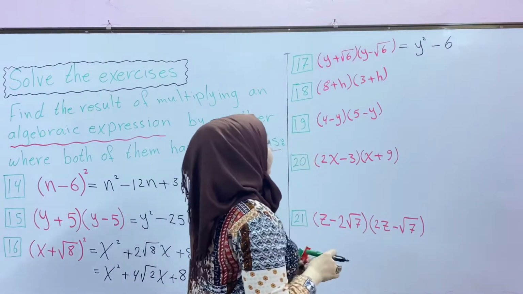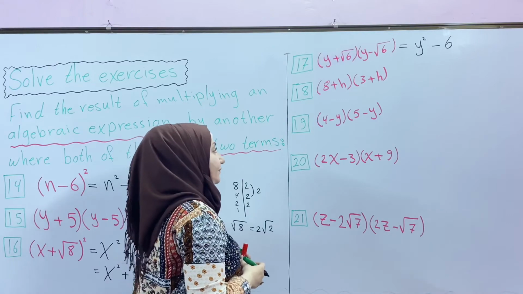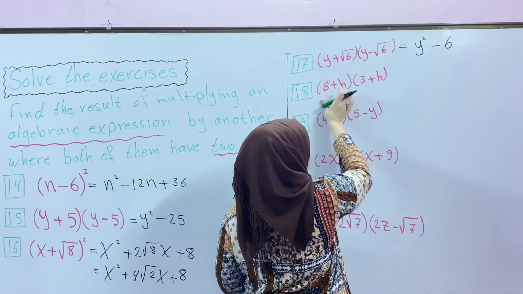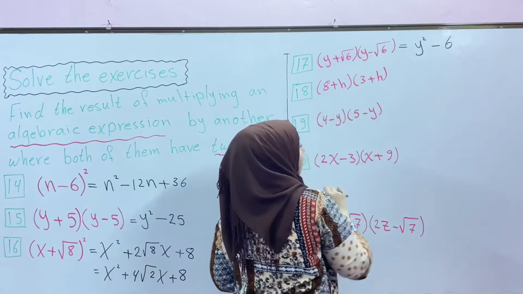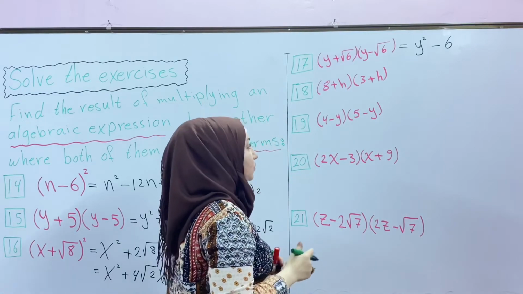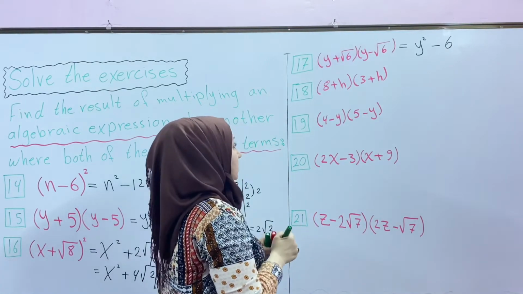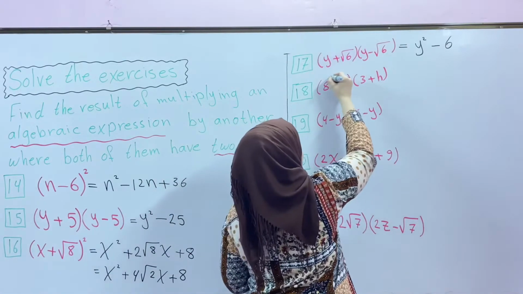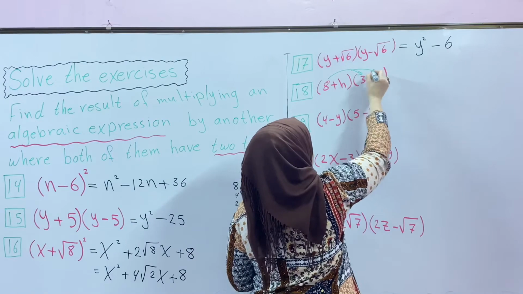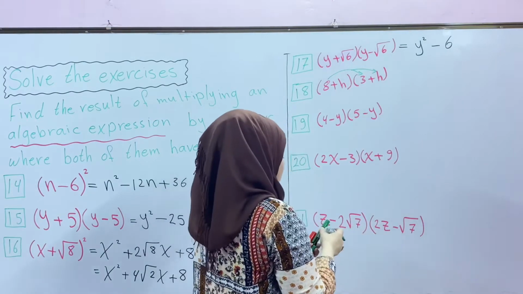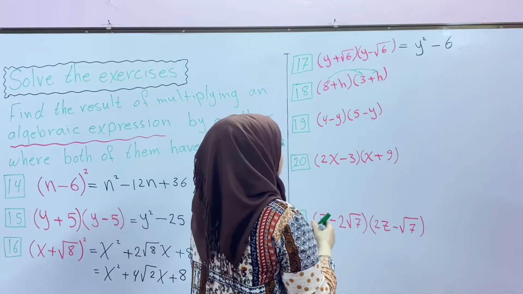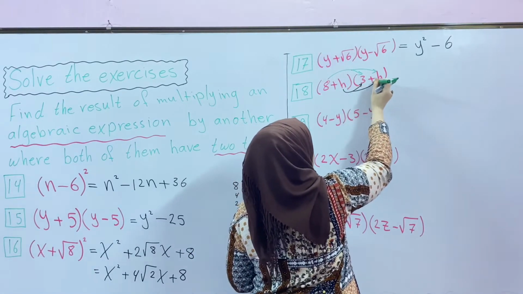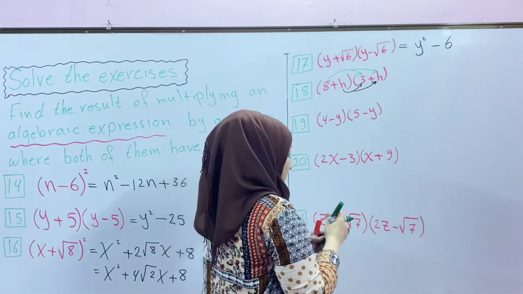Now number 18. So also we have an algebraic expression of two terms multiplied by another also of two terms. So we will use the property of distribution. So we will multiply the first term by all the terms of the second expression, and the second term also we will multiply it by all the terms of the second expression.